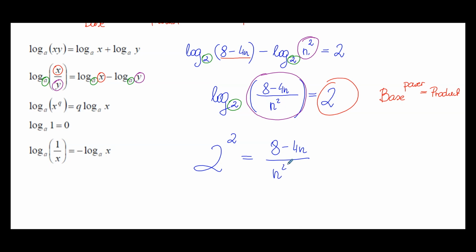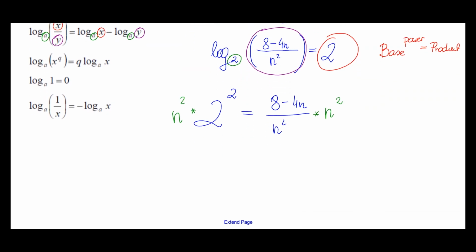Okay, so again, how do I solve that? Well, I have a letter in the denominator. I'm trying to find that letter, and removing the letter from the denominator is only one way. I have to multiply by that denominator, but if I multiply one side of the equation, I have to multiply the other side of the equation. So here I have 2 to the power of 2, which is 4, and multiply by n to the power of 2, and here that simplify out, and I have 8 minus 4n.